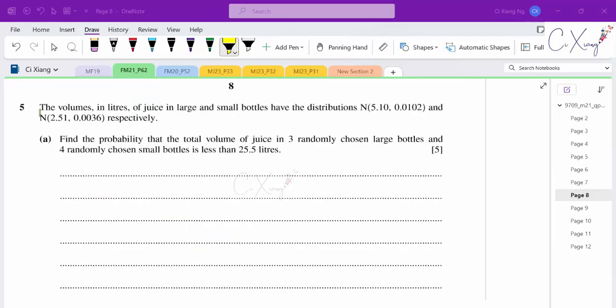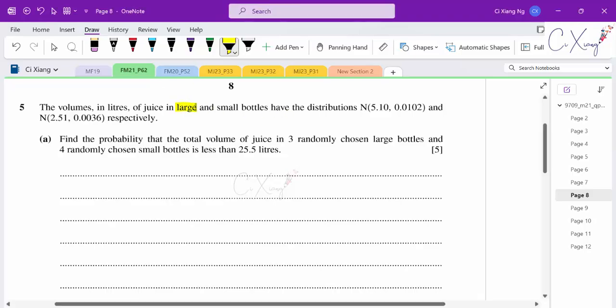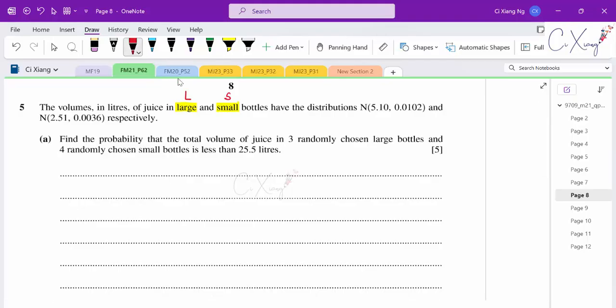Okay, so question number 5 now. We are having the volume in liters of juice in large and small bottles. So we are having 2 types of bottles, large and also small. Maybe for the large one, I will label it as L, then the small, I will label it as S. Both L and S have the distribution N, so highlight the N here. These two types of bottles are both normally distributed.